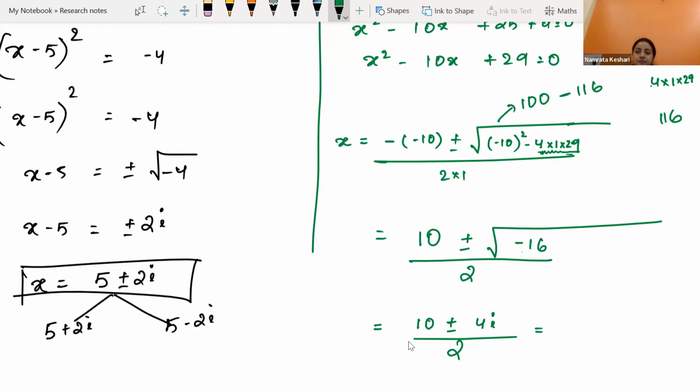Yes, ma'am. Can we write it? Yes, ma'am. So it is minus 16, which can be written as 4i, right? Yes, ma'am. Now I was asking, is there anything which we can take out common from the numerator's part?